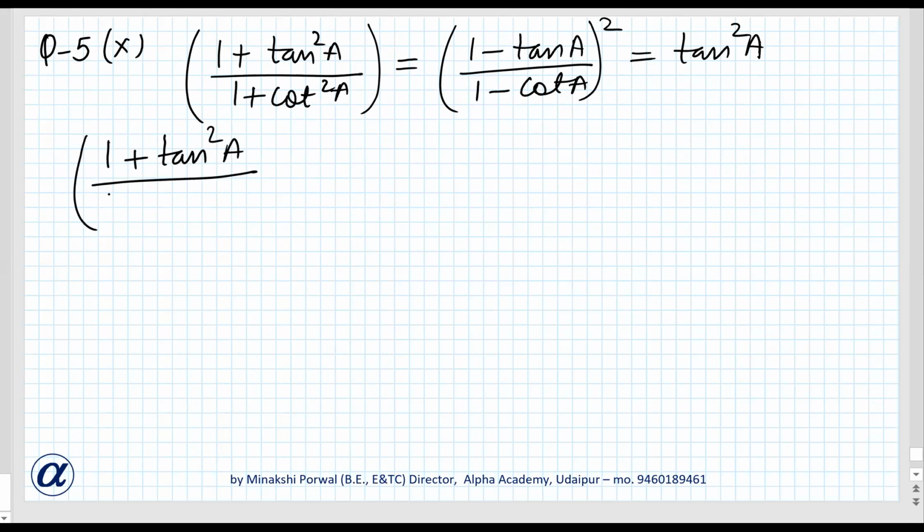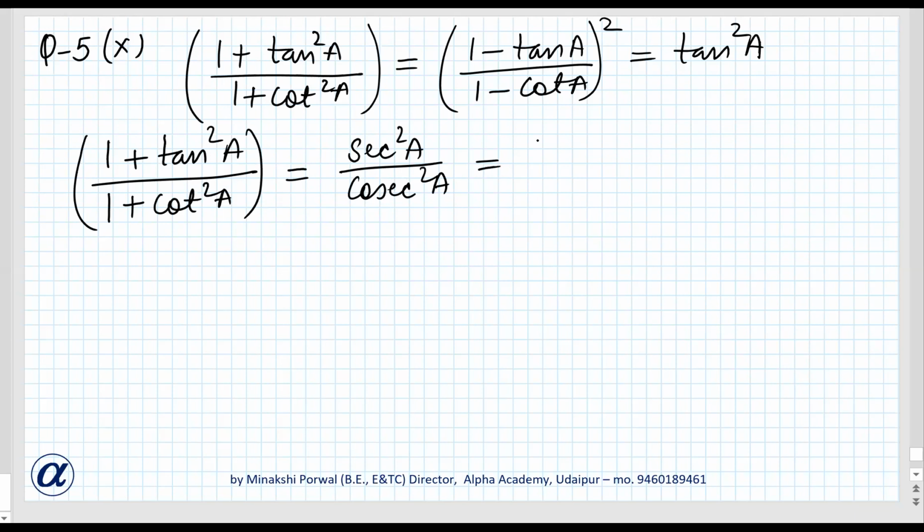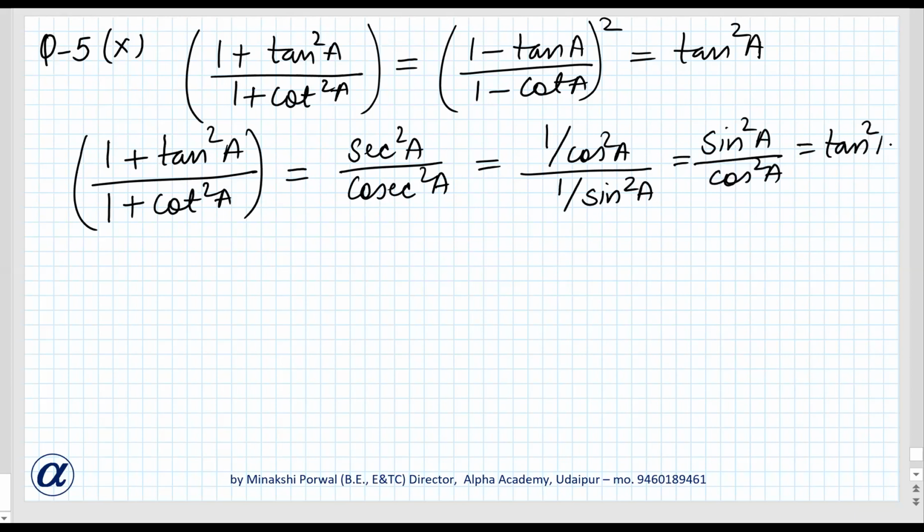1 plus tan square A upon 1 plus cot square A. 1 plus tan square A by identity we know it is sec square A. 1 plus cot square A by identity we know it is cosec square A. Sec square A is 1 by cos square A. Cosec square A is 1 upon sin square A. So it is sin square A upon cos square A, that is equal to tan square A. So we got the first term equal to the third term. Now I'll take the second term, 1 minus tan A by 1 minus cot A, the whole square.